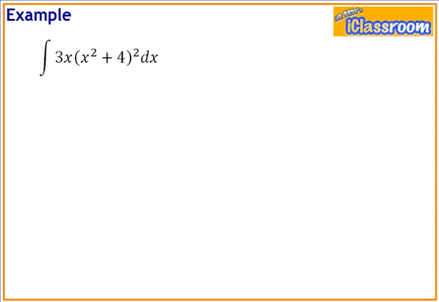Here's a slightly more complex example, but again, if I look at this, I can break this down into two functions. So I think about this function, and I think about this function. And I see that if I differentiate what's inside my brackets, I almost end up with what's outside my brackets. Almost. If I differentiate x squared plus 4, I get 2x, which is a linear term in x.